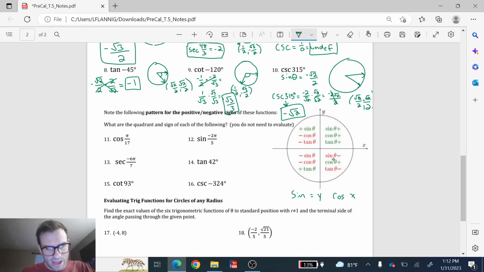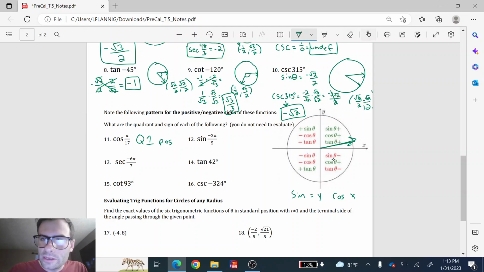So cosine of pi over 17. Pi over 17 is like right here, something like that. We're just sketching it. And I know pi over 17 is like that because it's a very small number. It's less than pi over 2. Because I know that, I can say it's in quadrant 1, so the cosine is going to be positive. That's all we're saying.